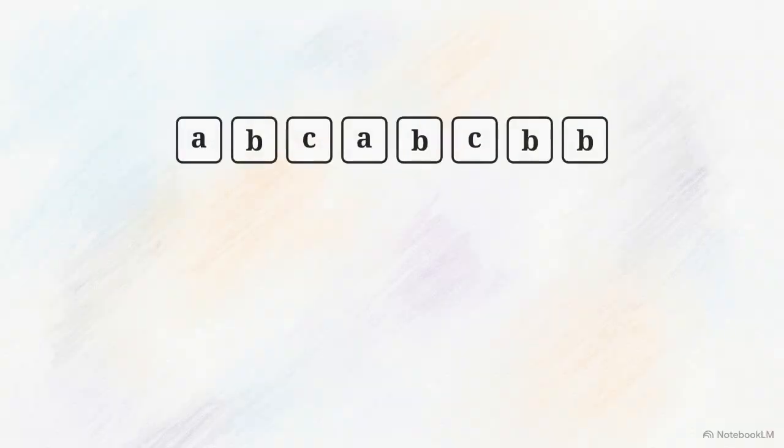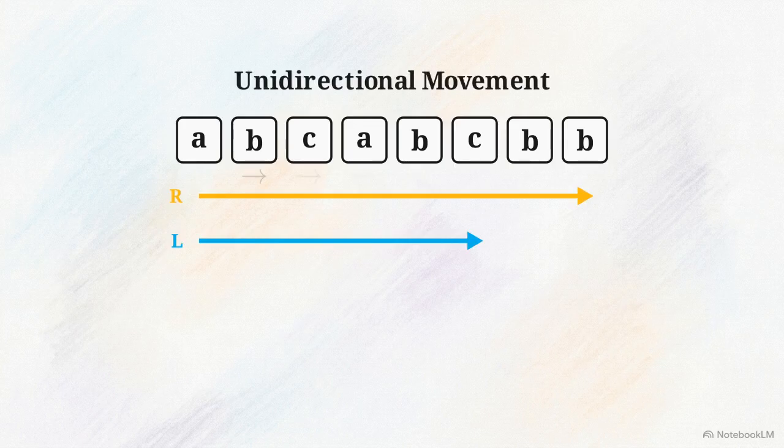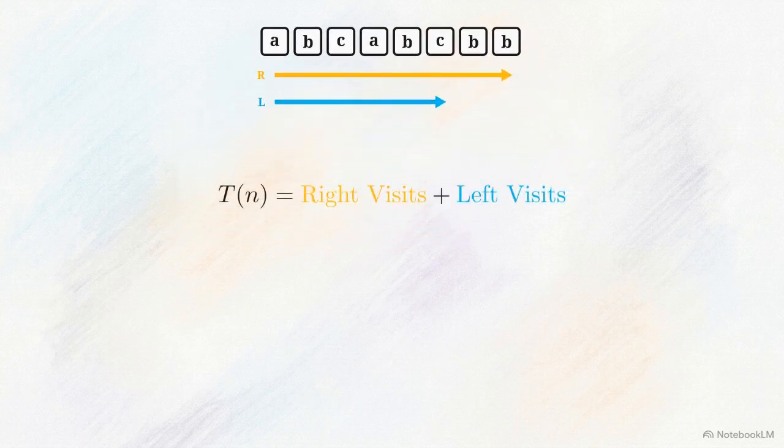Look at this complete historical timeline. It explicitly maps out the path taken by both the left and right pointers across the entire array. Observe the strictly unidirectional movement. Throughout the entire trace, neither pointer ever reversed direction or moved backwards. This physical, forward-only movement translates directly into big O time complexity.